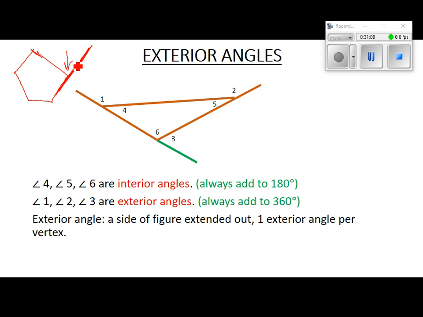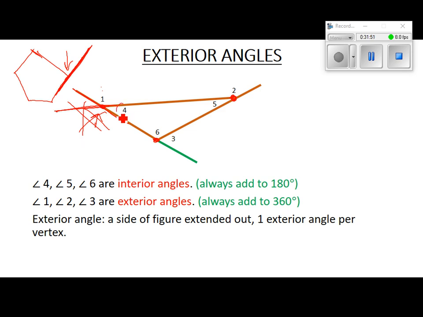You always want to just have one exterior angle per corner, per vertex. So in other words, watch closely on this. I extended this side straight out to make angle 1 there. I don't want to extend this side straight out to make another exterior angle. This is an exterior angle, but what do you know about this angle and angle 1? They're vertical angles, so they have to be congruent to each other. Do we really want all that? It just confuses the picture more. So usually we only want one exterior angle at each corner, for each vertex.